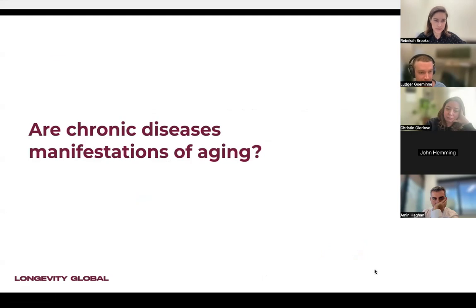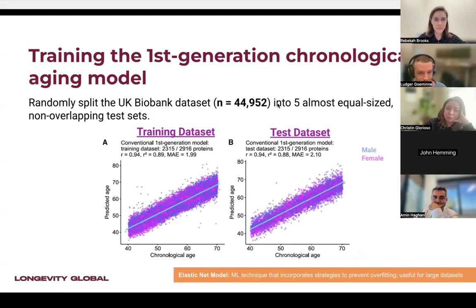So one of the hypotheses posed within the paper was, are chronic diseases manifestations of aging? Keep this question in mind as we go through the paper, and we'll come back to it. But first, using the proteomics data set, we're going to go through a couple of different models that they used. I'd love to get thoughts from people, since I'm certainly not an expert in this field, so if I get something wrong, just tell me.